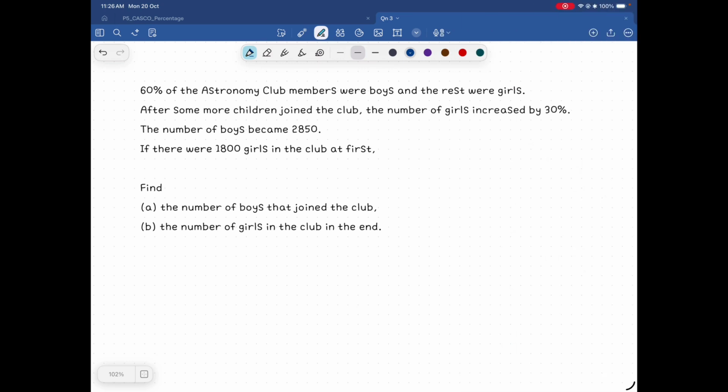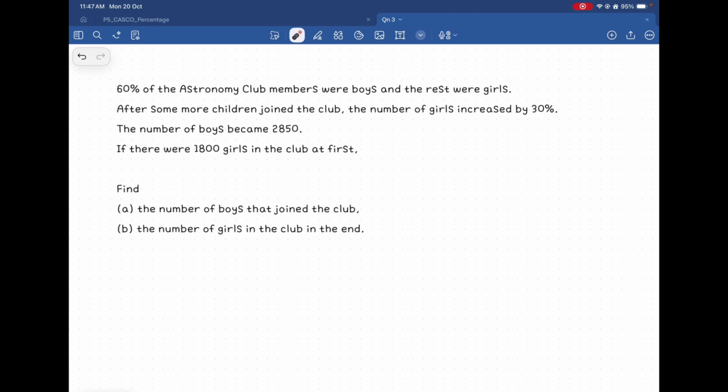Let's solve this question with me. Let's read this question first. 60% of the astronomy club members were boys and the rest were girls. After some more children joined the club, the number of girls increased by 30% and the number of boys became 2,850. If there were 1,800 girls at the club at first, find the number of boys that joined the club and the number of girls in the club in the end.